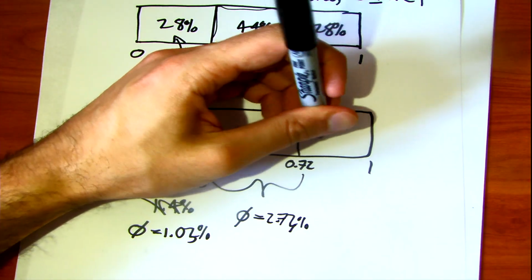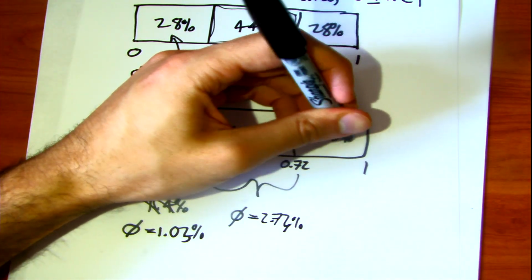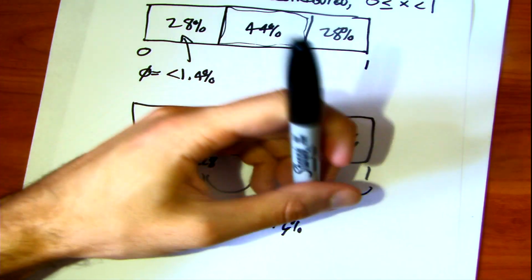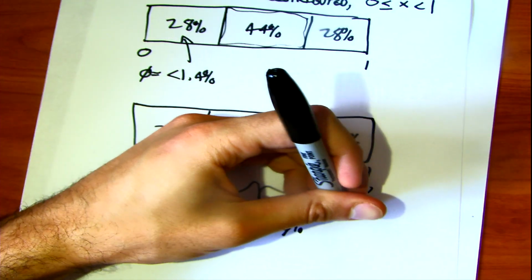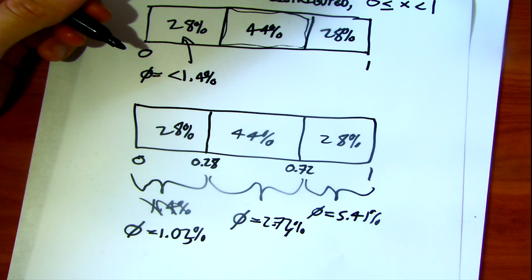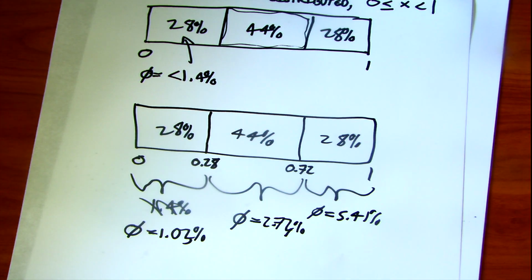And leaving with 28% of my area left, which corresponds to my third bin, or porosity equal to 5.41%. Okay, so we just mapped a uniformly distributed random number onto empirical data. Not in any particular kind of distribution, just in whatever the raw numbers of our empirically determined data were.